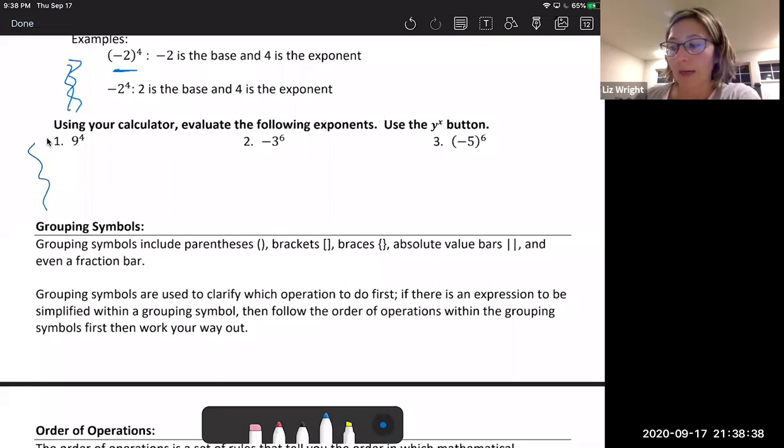So like on my very simple calculator, I've got a button that says 9, and then the button says y to the x, and then it says 4, and then you just put that in your calculator and you evaluate it to see what it is.